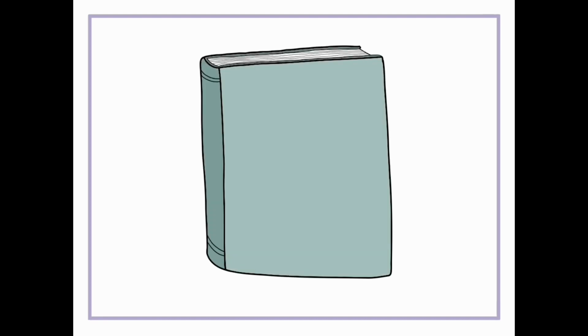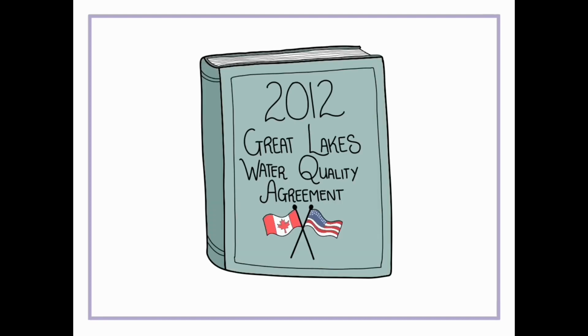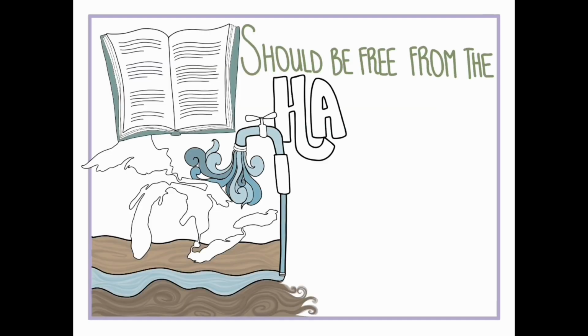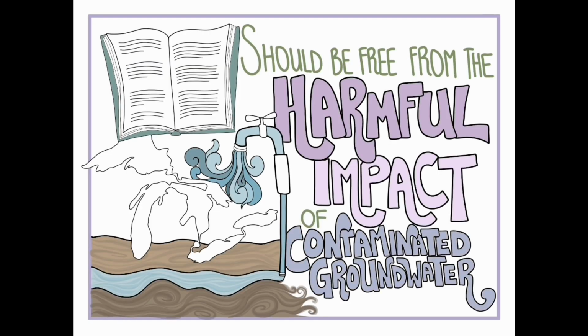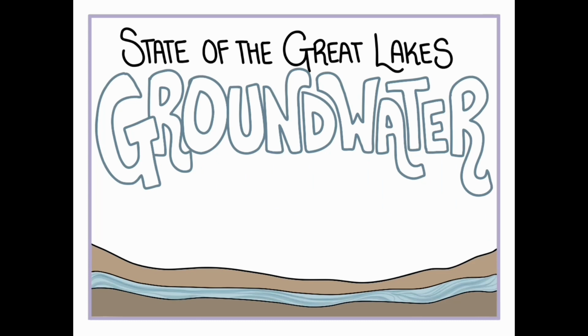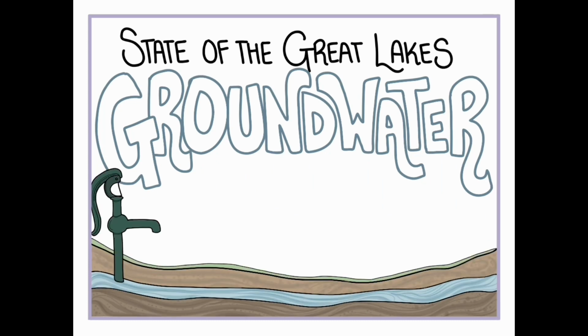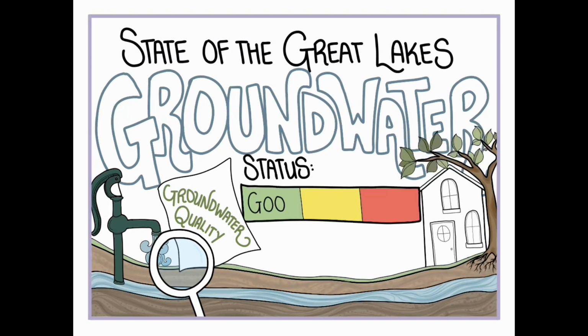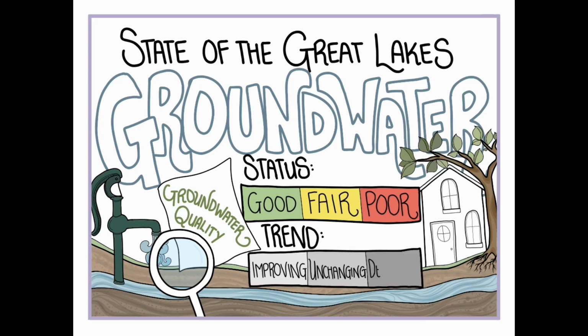The 2012 Great Lakes Water Quality Agreement states that the waters of the Great Lakes should be free from the harmful impact of contaminated groundwater. The Groundwater Indicator is a tool used binationally to report on the progress of this objective and is assessed based on groundwater quality, which can have a status of good, fair, or poor, and a trend of improving, unchanging, or deteriorating, and sometimes a trend cannot be determined.